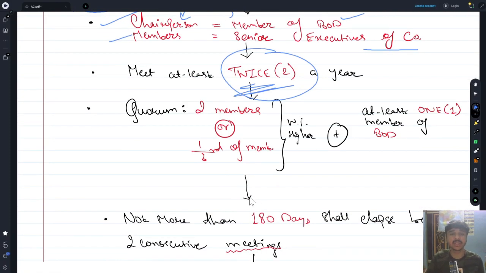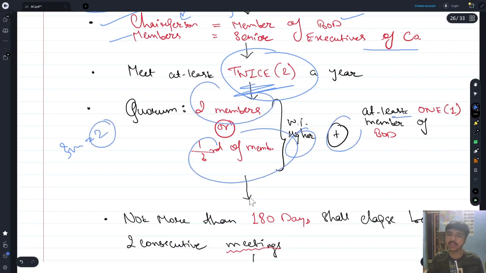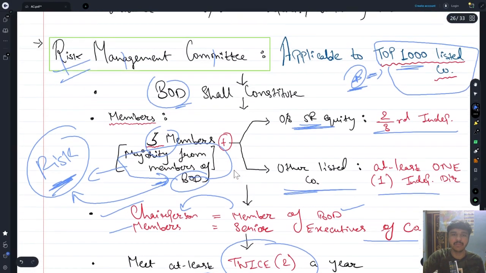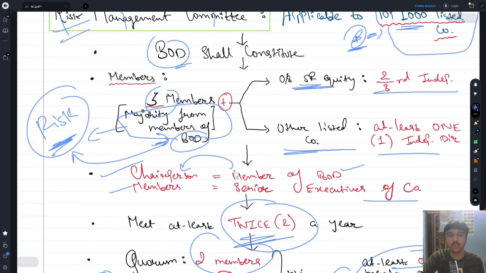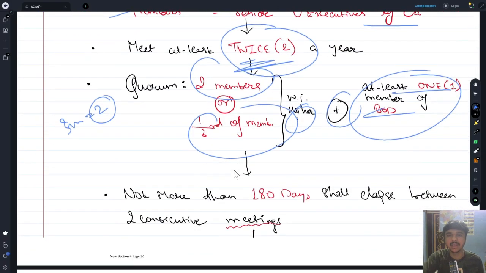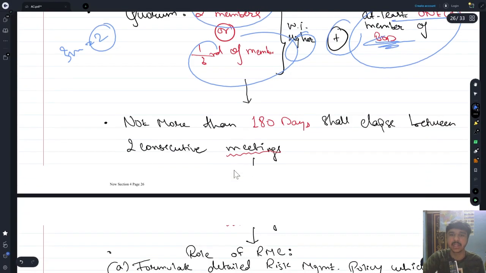The quorum should be how much? 3 members. Majority is 2. So 2 members or 1/3 of the members, whichever is higher, plus at least one member of board of directors. Otherwise, we used to see here one independent director, but now here what we have seen. Have we seen something related to independent here? No, not much about independent directors here. So that's why at least one member of board of directors should be present, right?